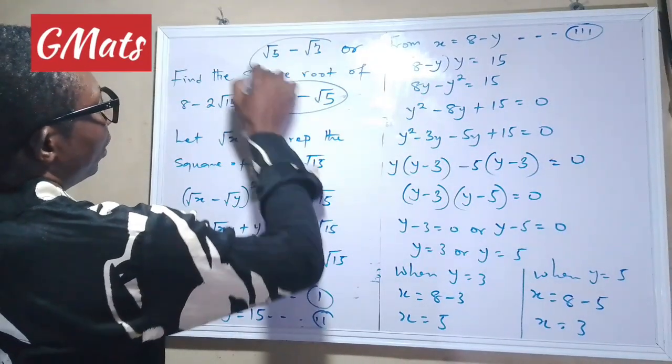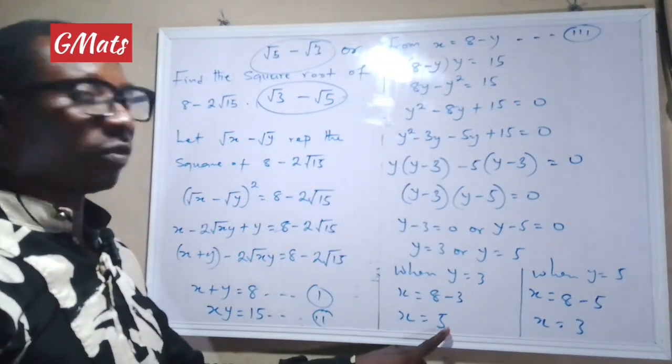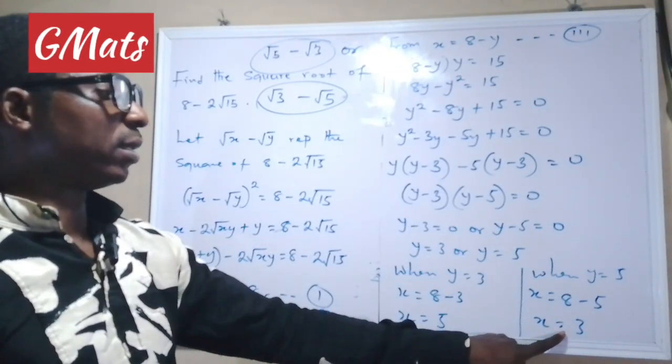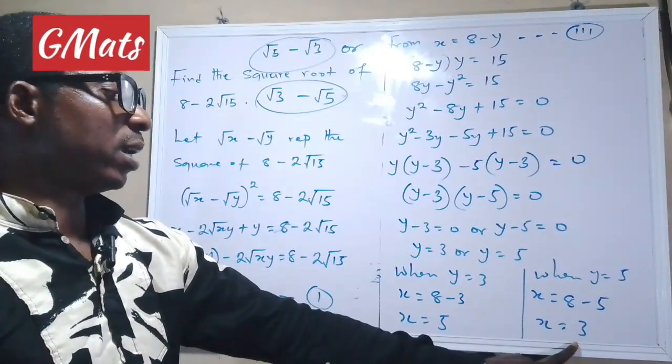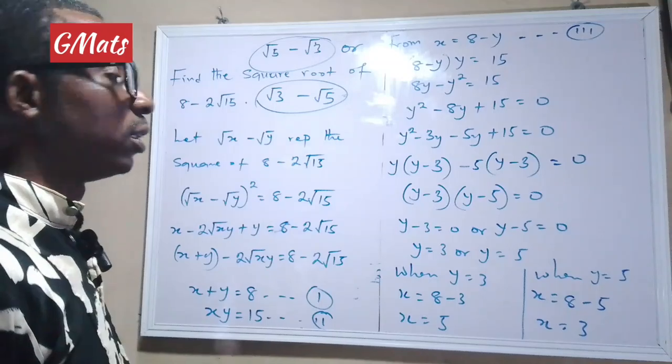You see that it is this or this. So here, when x is 5, y is 3, and when y is 5, x is 3. So you see that either of these is going to be the answer.